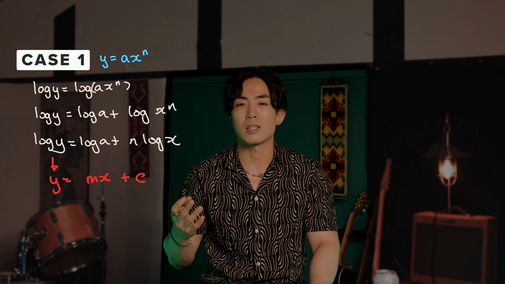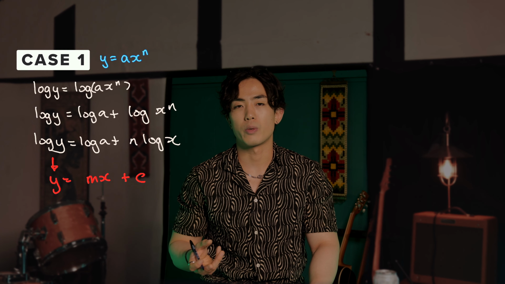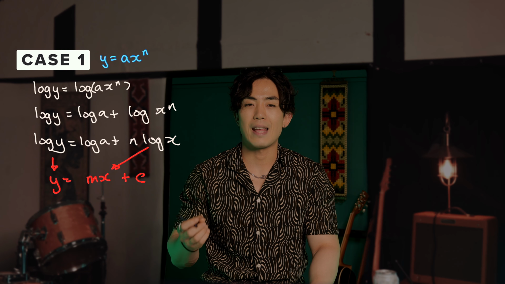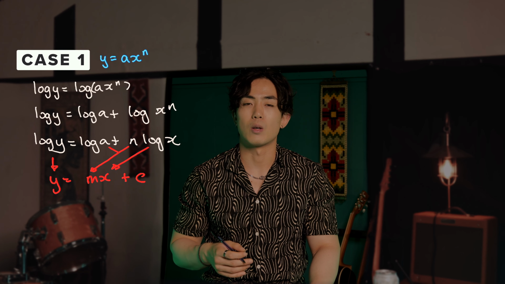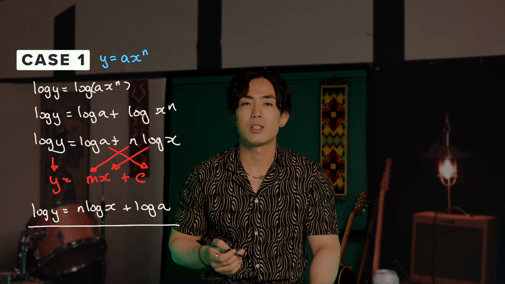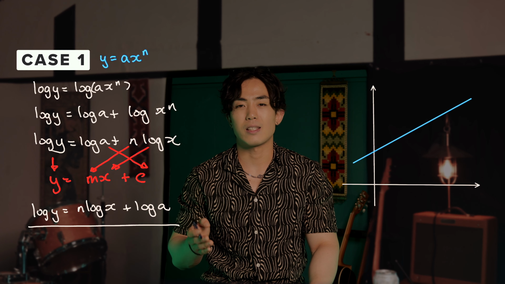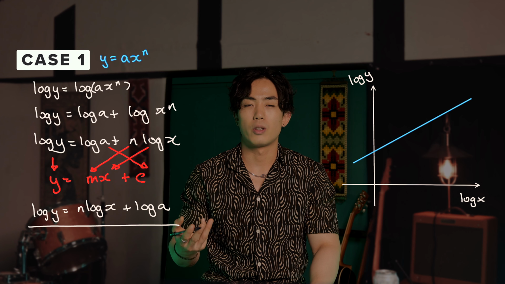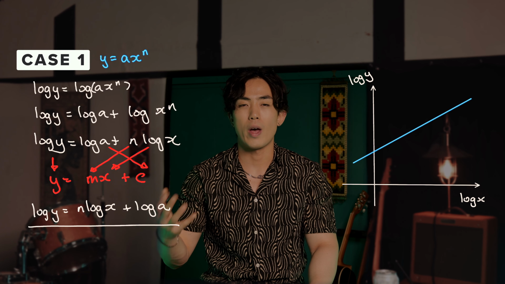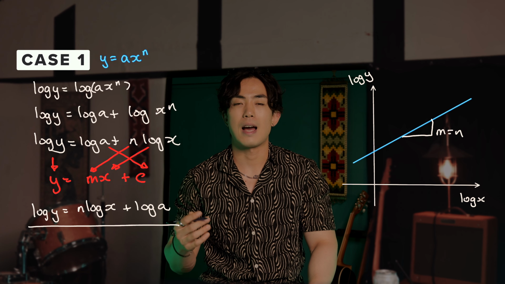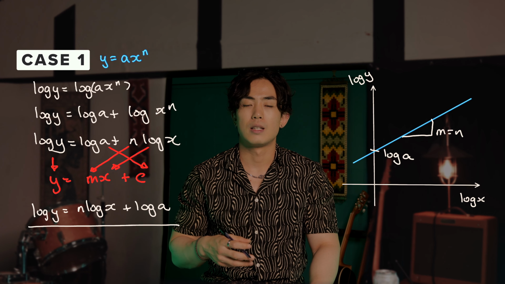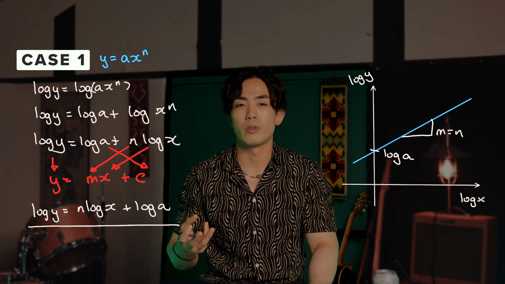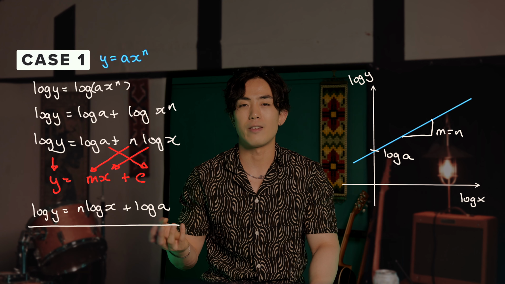The variable was x, right? So that means x is equivalent to log x, which makes n our gradient m and log a the y-intercept c. So if I were to sketch a graph, I change the axes from y and x to log y against log x. If we plot this graph, it would be a straight line, where the gradient is n and the y-intercept is log a. This is very useful for us, because now we can find these a and n values in questions.